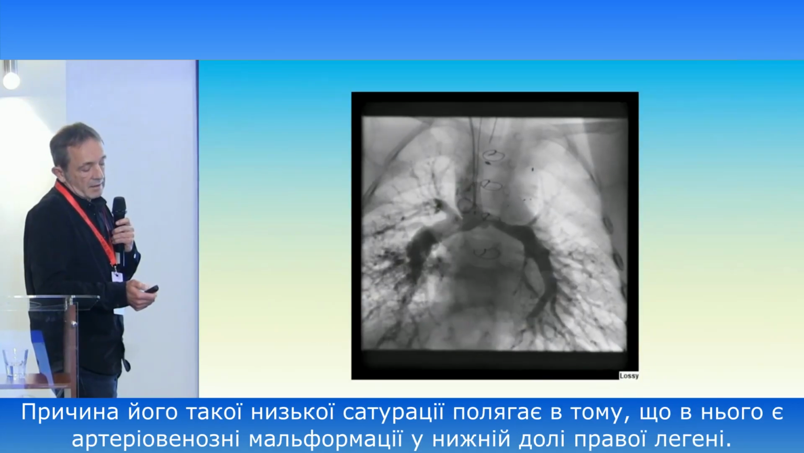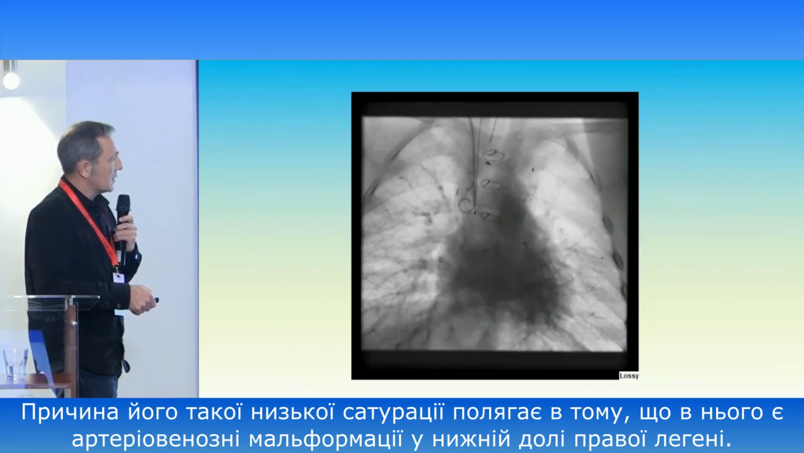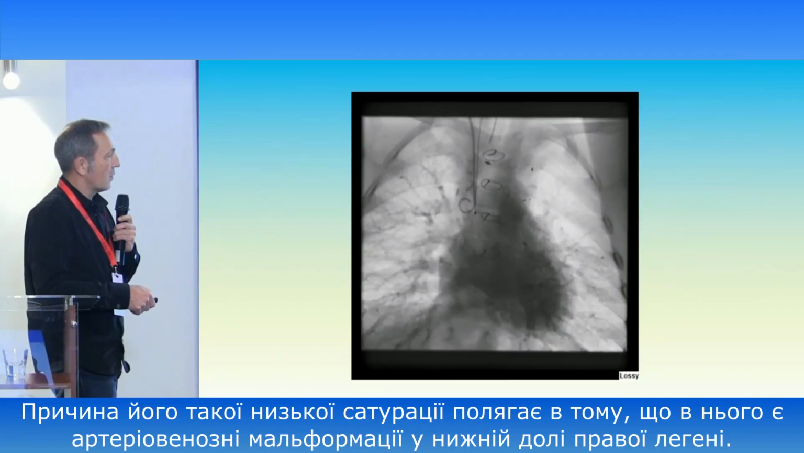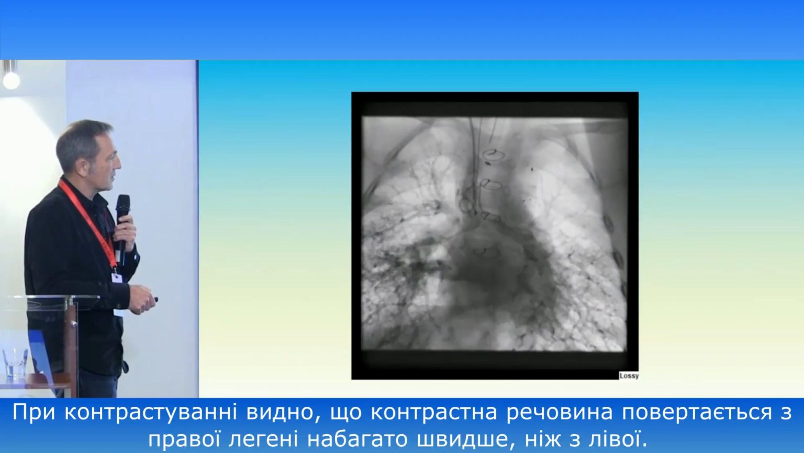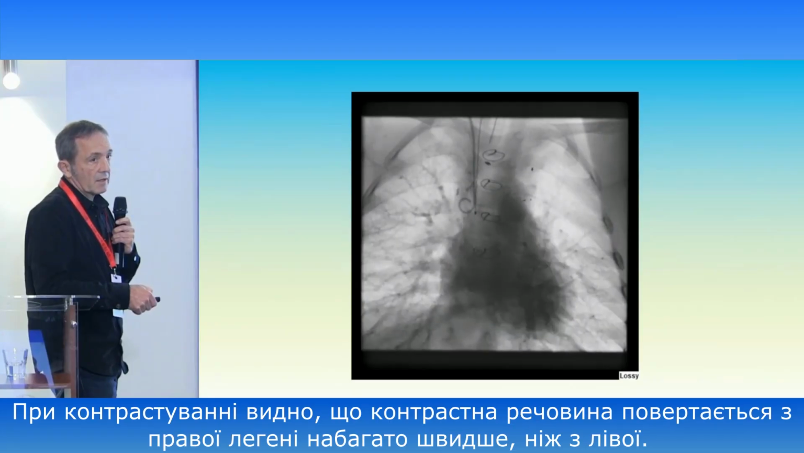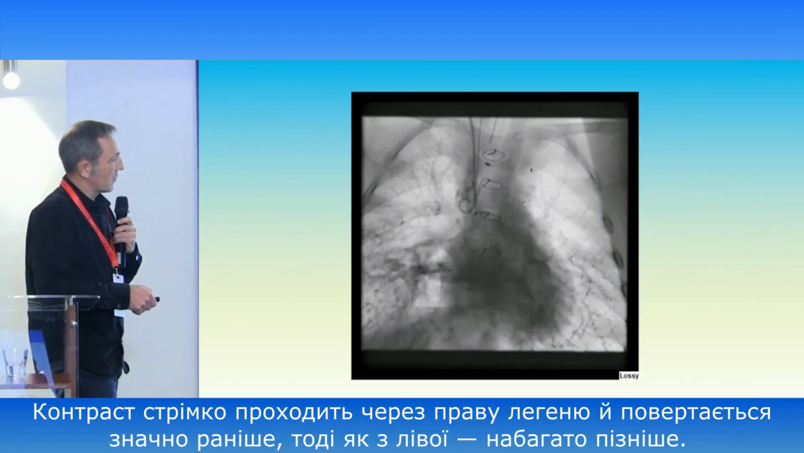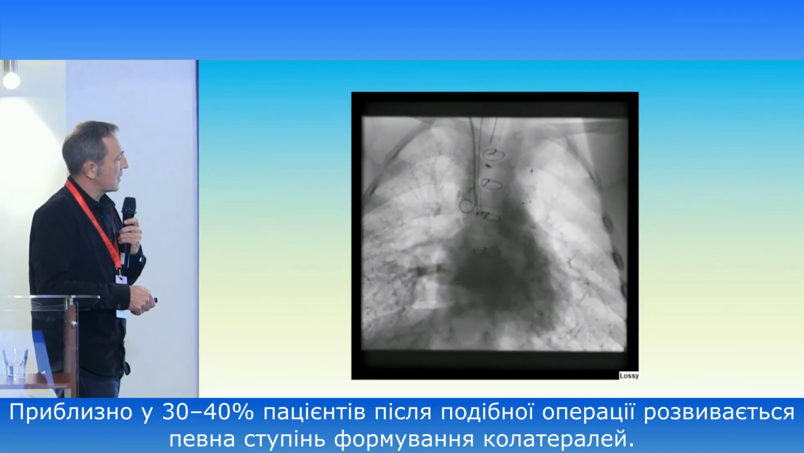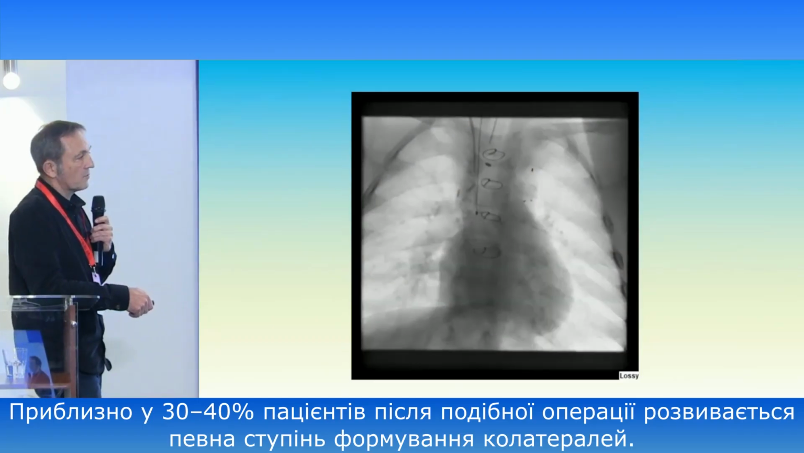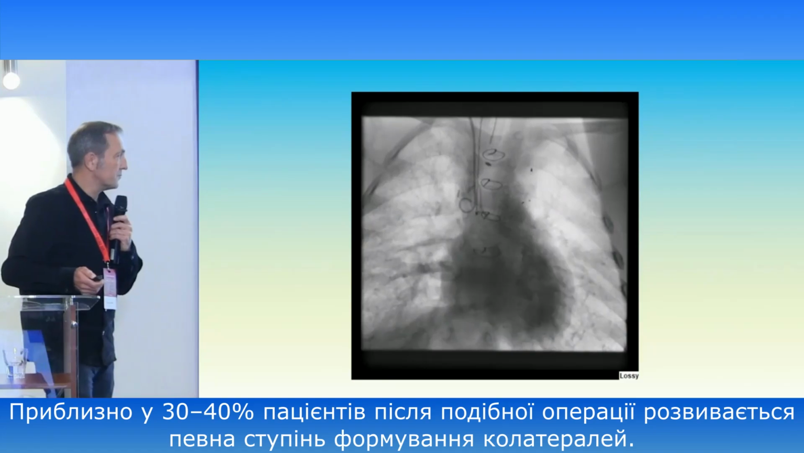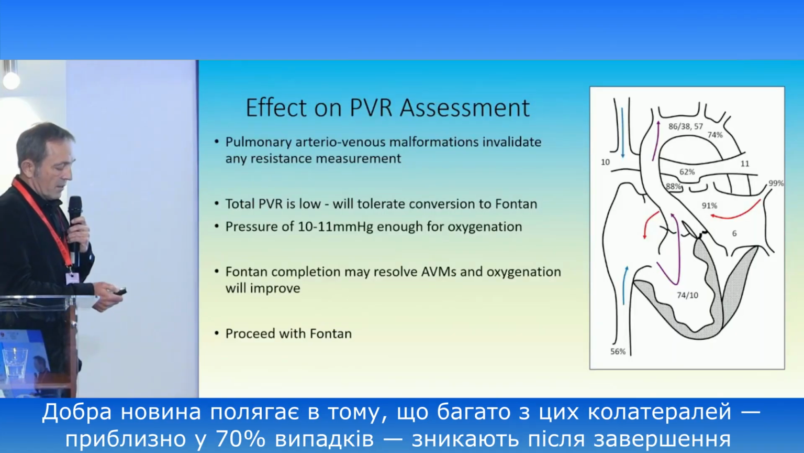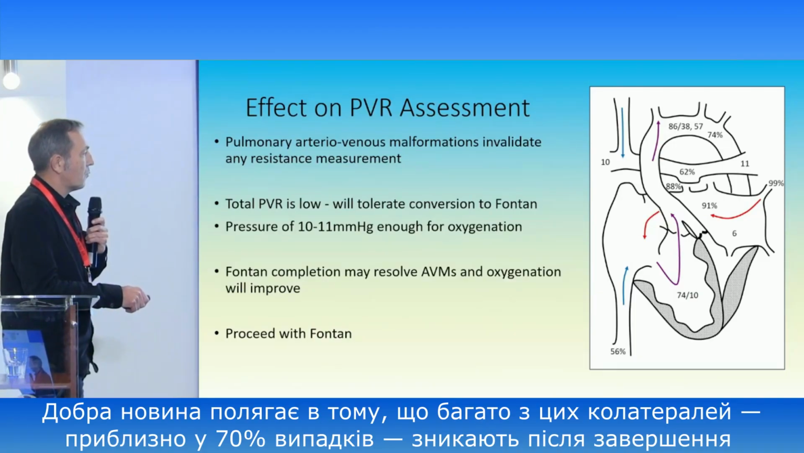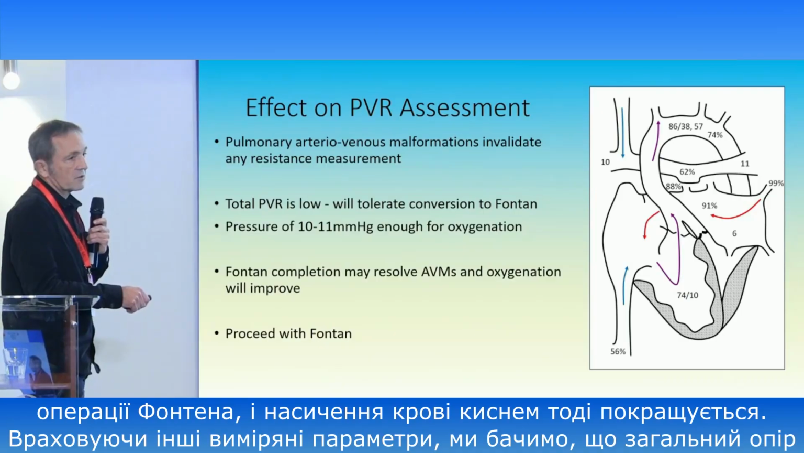And the reason that he's so desaturated is that he's got pulmonary arteriovenous malformations in the right lower lobe. And when you look at the contrast going through the lung, it's coming back much quicker to the right side than the left side. The contrast is whizzing through on the right side and then coming back late on through the left side. And about 30 to 40% of patients that have had his operation will develop a degree of collateral formation. The good news is that many of these collaterals, maybe 70%, will resolve when you complete the Fontan operation, and then the oxygenation will improve.